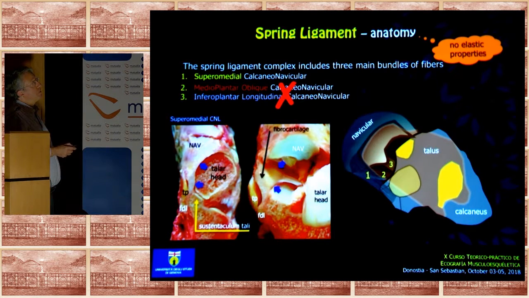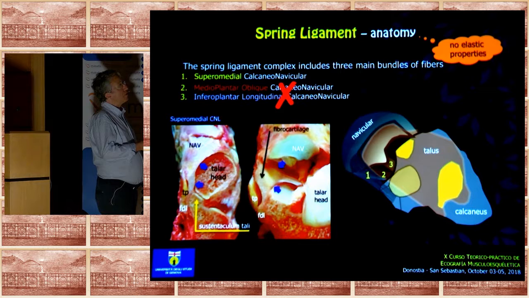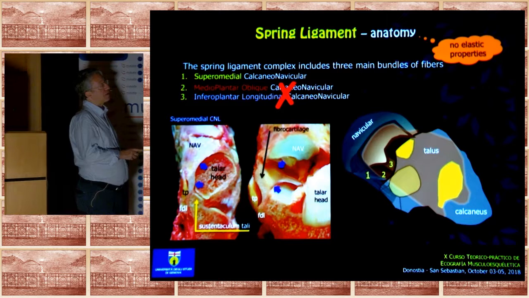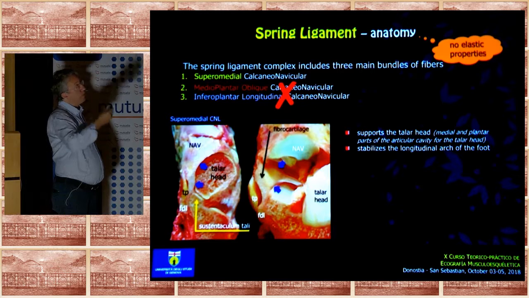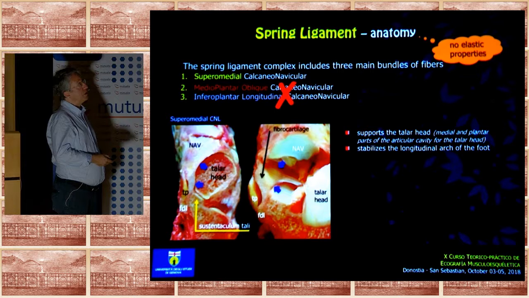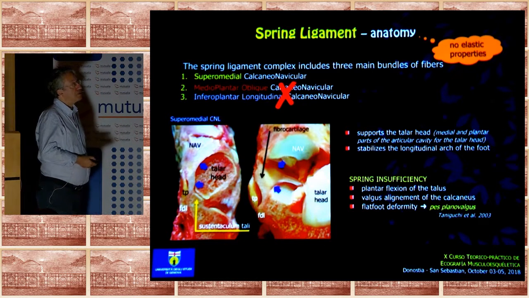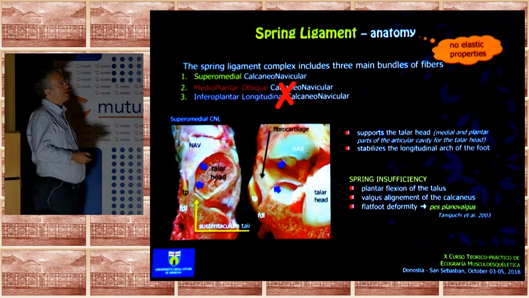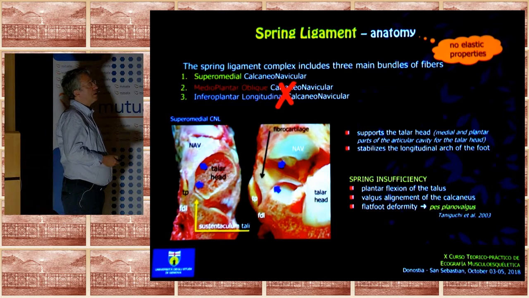Remember that it contains a lot of fibrocartilage, and you can understand by checking these images. So it's not really a spring. It's not elastic. The spring ligament is a very strong structure to support the talar head to stabilize the longitudinal arch of the foot. And in case of insufficiency of this ligament, you have a plantar flexion of the talus, a valgus alignment of the calcaneus, and flat foot deformity.